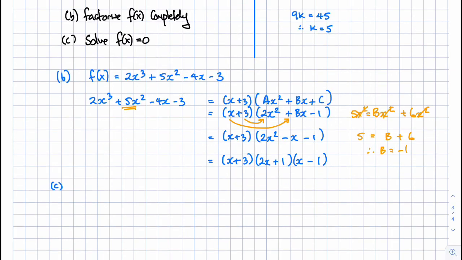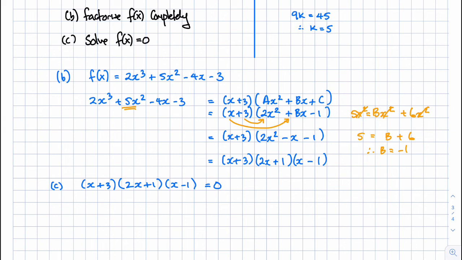So for part C of the question, it says to solve f of x is equal to 0. So f of x is our polynomial, which we have now fully factorized. So let's take our fully factorized polynomial and we're going to make that equal to 0. So now this is an equation. Let's solve this equation.